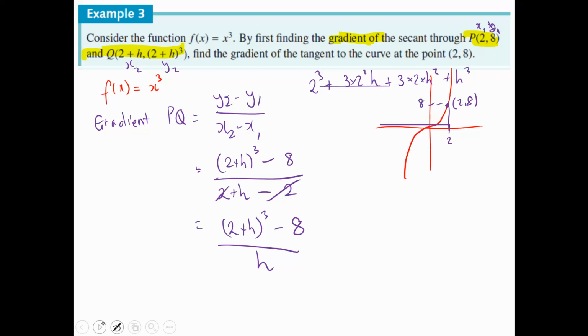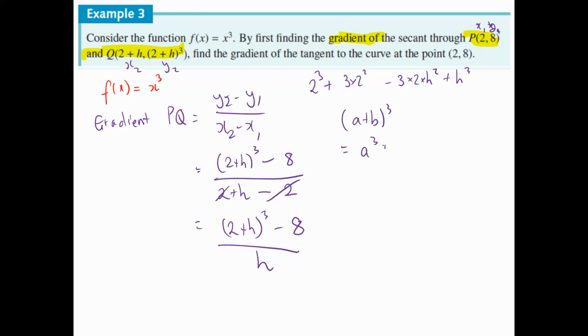For those who forgot the rule, I'm just going to write it down here, on how Seb would have got this step. How do you expand cubic brackets if you forgot? (a + b)^3 is the same thing as writing a^3 + 3a^2 b + 3ab^2 + b^3. So copy that rule down if you've forgotten it from cubics. That was in term 1 or term 2, yep, it was this year. So that's how you expand, and that's what Seb was doing there. He was doing a cubed, which is 2 cubed, and then 3 times 2 squared times h.